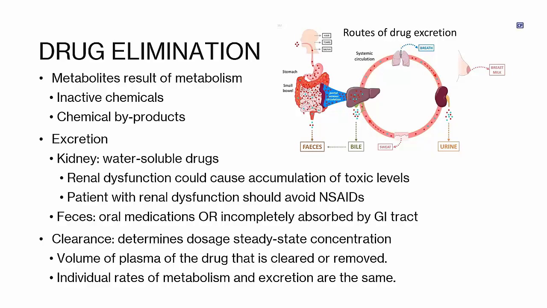Clearance is the most important pharmacokinetic concept because it determines the steady-state concentration for a given dosage rate. Physiologically, clearance is determined by blood flow to the organ that metabolizes or eliminates the drug and the efficiency of that organ in extracting the drug from the bloodstream. Clearance is defined as the volume of plasma that is cleared or removed of the drug per unit time. This quantity reflects the rate of drug elimination divided by the plasma concentration. For most people, the rate of metabolism and excretion are the same.